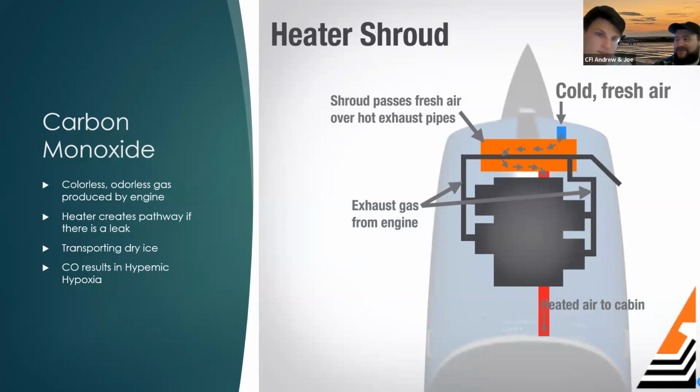Another really interesting way that carbon monoxide poisoning can present itself in an airplane that I just learned pretty recently was with dry ice. If you're transporting dry ice in an airplane and you're not storing it properly, that dry ice goes through sublimation. So that gaseous state of the dry ice kind of produces carbon monoxide. And that can fill up the cockpit and cause carbon monoxide poisoning.